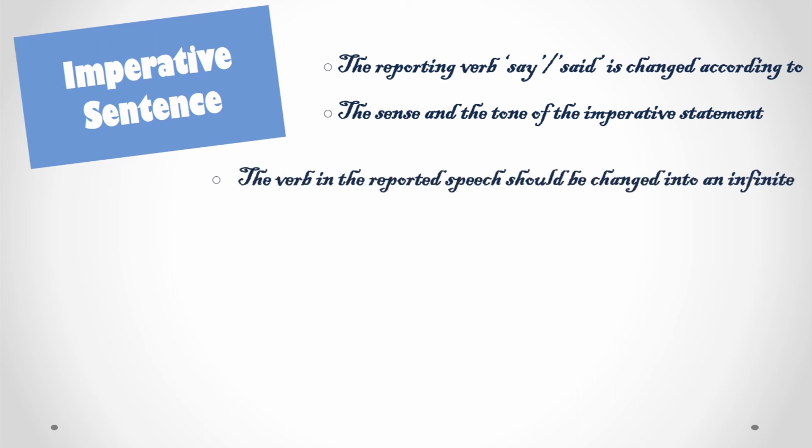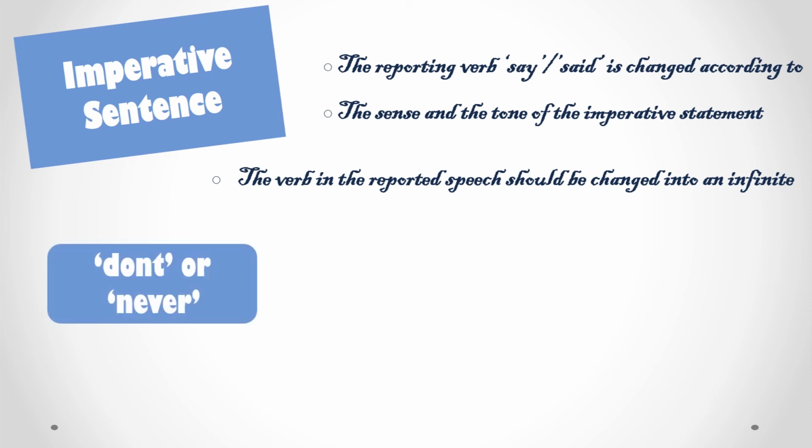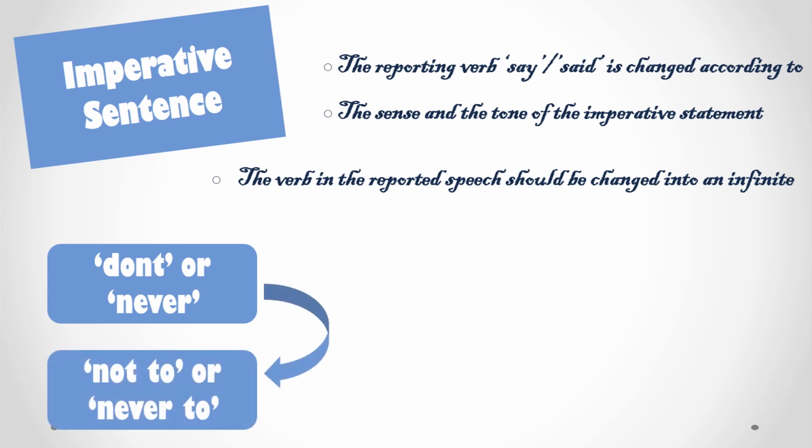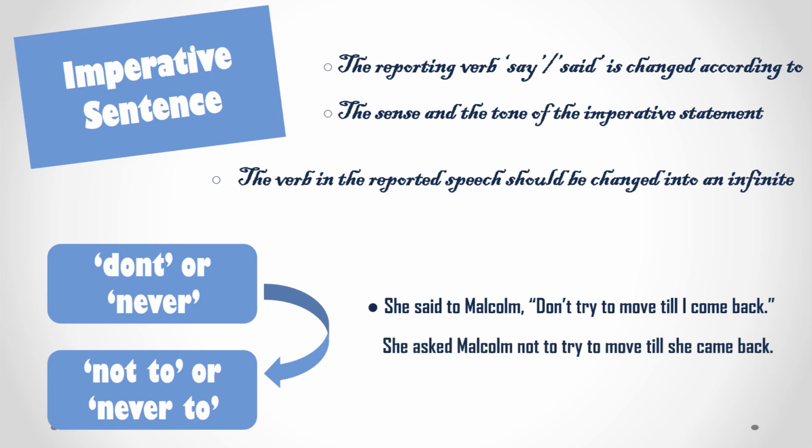The verb in the reported speech should be changed into an infinitive, that is, to plus principal verb one. An imperative sentence beginning with don't or never in the reported speech is changed into not to or never to, respectively. For example, she said to Malcolm, "Don't try to move till I come back." She asked Malcolm not to try to move till she came back.